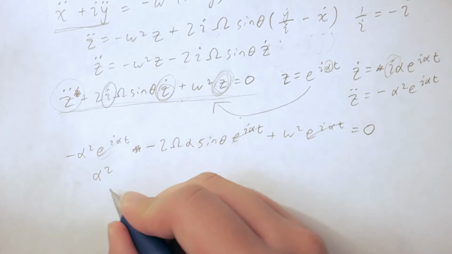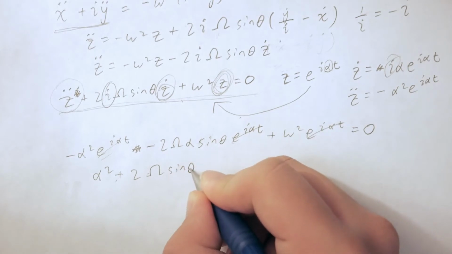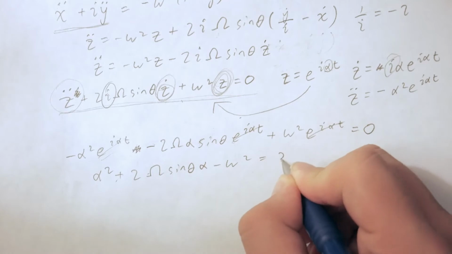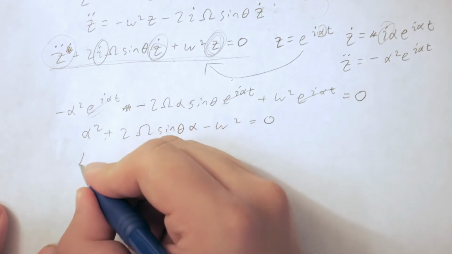And multiplying by -1, we get a quadratic equation in alpha. So now we can solve this using the quadratic formula.